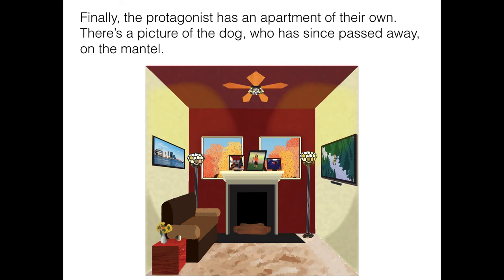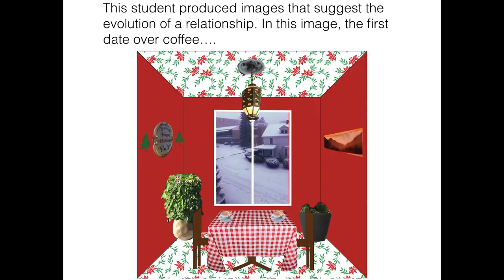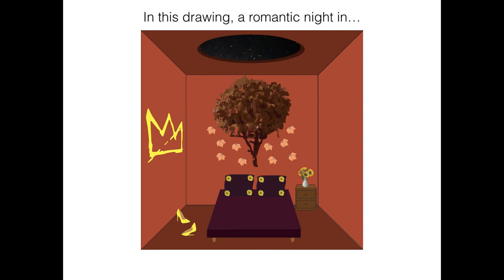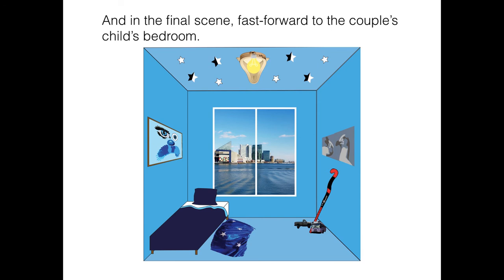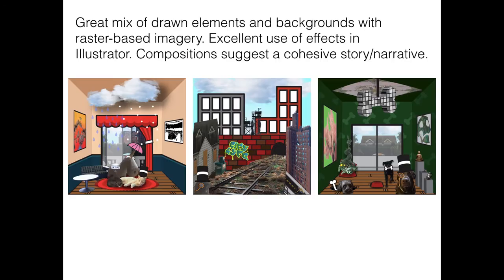And again, the student did a lot of drawing to help fill in the narrative. This student produced images that suggest the evolution of a relationship. So a first date over coffee during the winter time. And then a romantic night in. It was also a changing of the seasons. So this was when the weather was nicer. They have this lovely open skylight. And then the final scene, fast forwarding to the couple's child's bedroom. So a great start of a developing story.